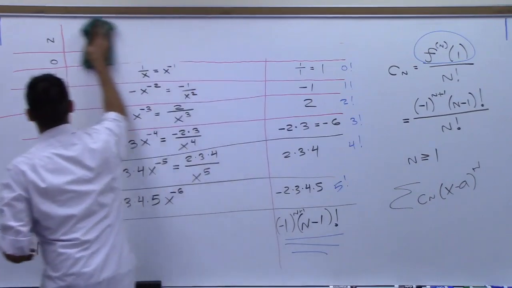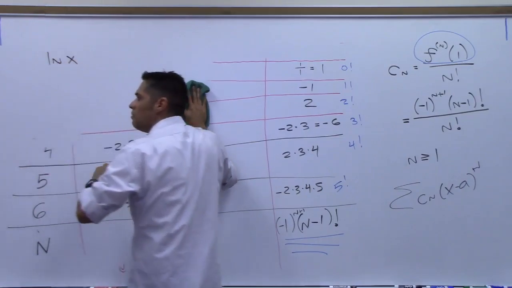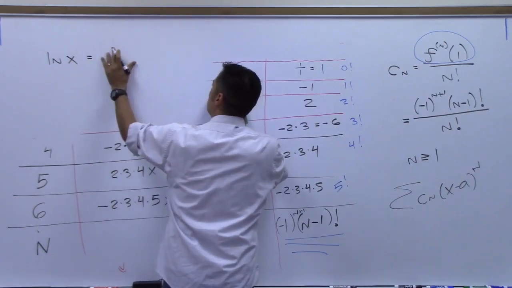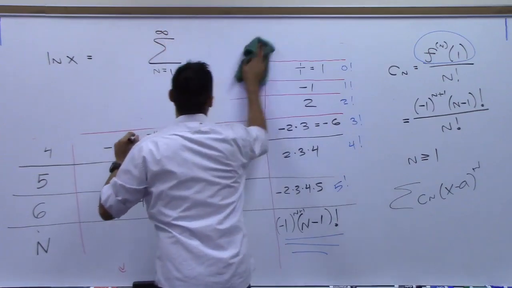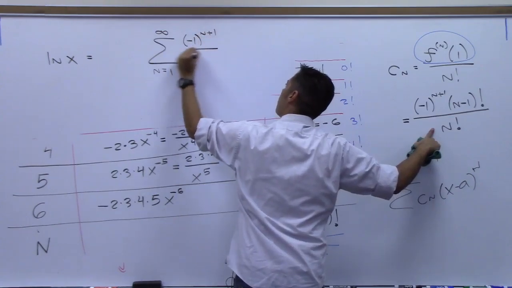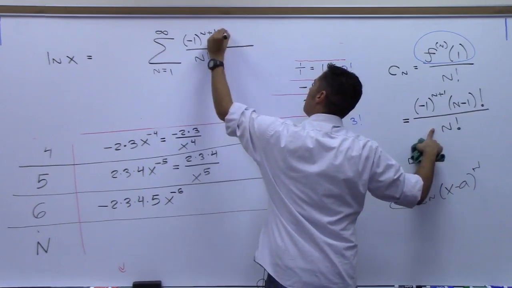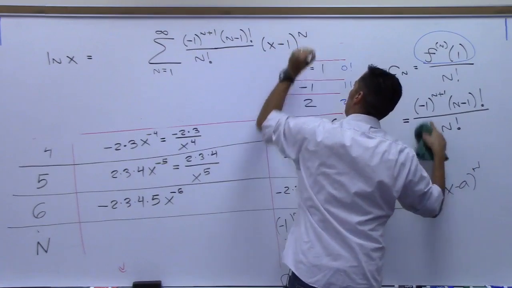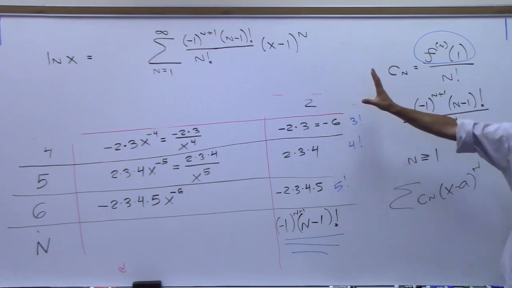I know that the natural log of x about a equals 1 should be equal to, I'm going to leave a space here on purpose, the sum from n equals 1 to infinity of this formula, negative 1 to the n plus 1 over n factorial. No, I forgot that other piece. n minus 1 factorial, x minus 1 to the n. Right? That's what it is.